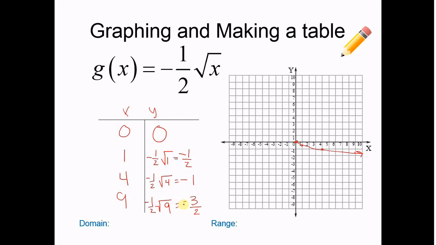Your domain now, nothing under the radical, so we don't have to worry about that. That's just x greater than or equal to 0. Your range, we didn't move up or down, but we did flip, so that's going to flip our sign.